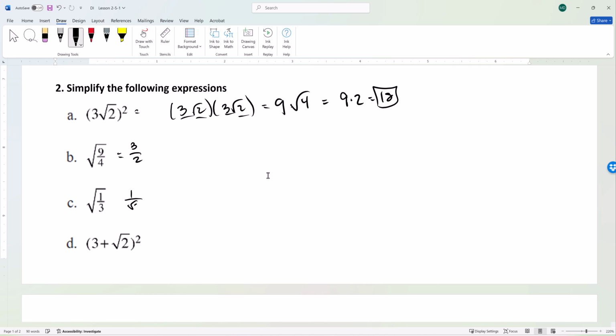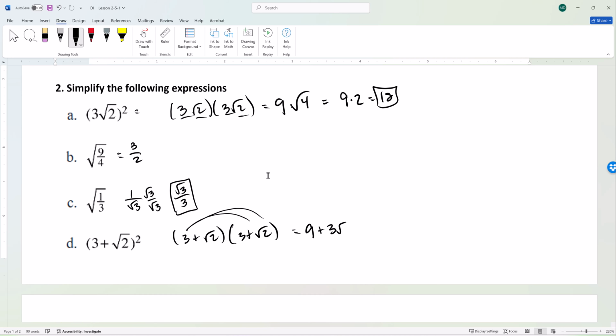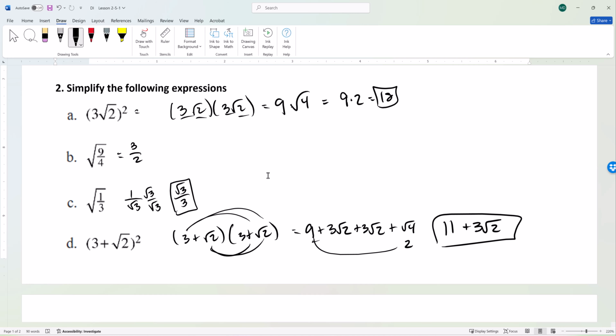This is 1 over root 3, and we have to rationalize it. So you get root 3 over 3. And then you get 3 plus root 2 times 3 plus root 2. Now we have to distribute, so we get 9, and then plus 3 root 2, plus 3 root 2, and then plus root 4, which is 2, and those will add together. And so you get 11 plus 3 root 2.